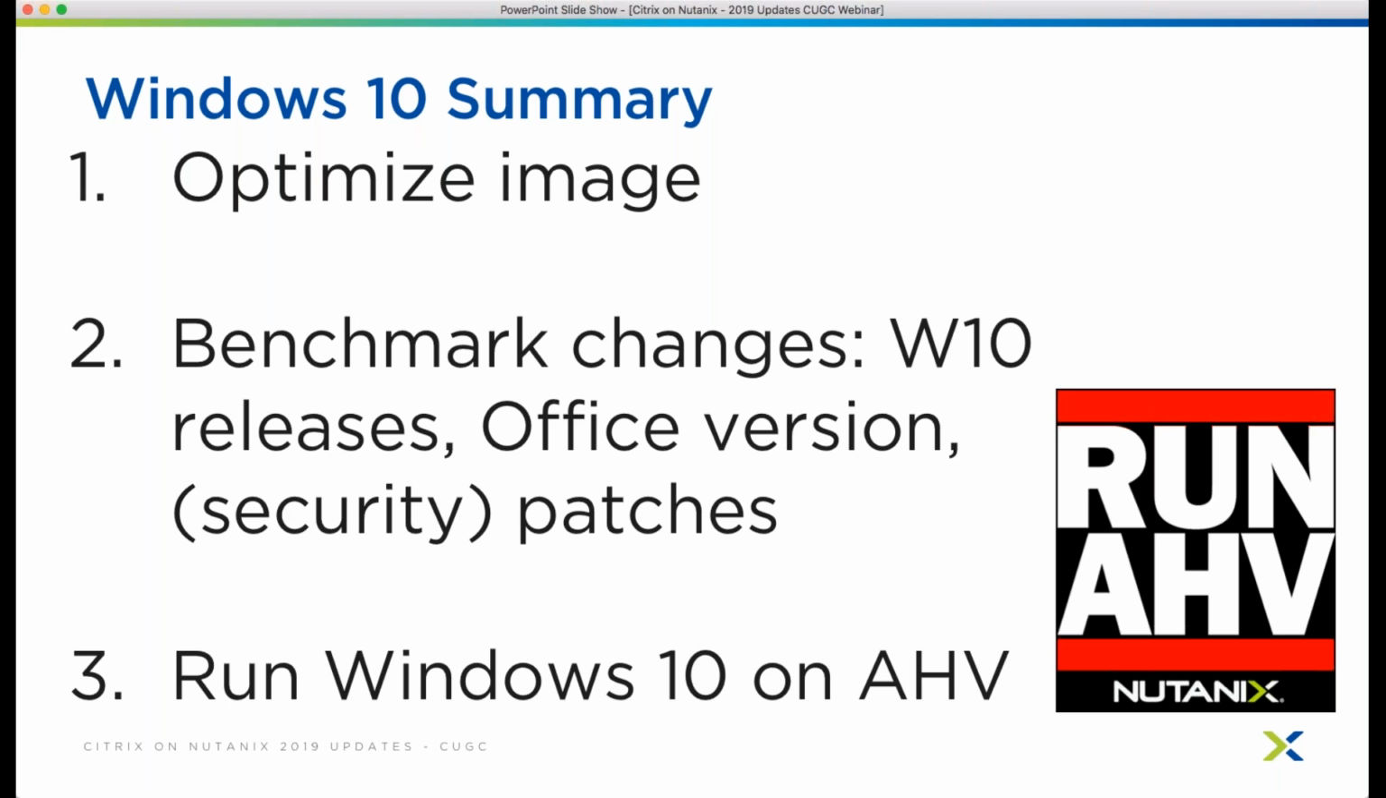So a Windows 10 summary here: make sure you're optimizing your images, because that's going to give you basically free performance and increase your density. Benchmark your changes. I can't stress this enough. Find some kind of way to baseline your images. It doesn't have to be Login VSI. Just make sure you're testing them as you're making changes to your environment, benchmarking those, getting a baseline so you know what the impact will be to your environment. And then if you're doing 1803 or higher, if you're on Nutanix, AHV is a great hypervisor. We see some performance improvements with it, so run Windows 10 on AHV.